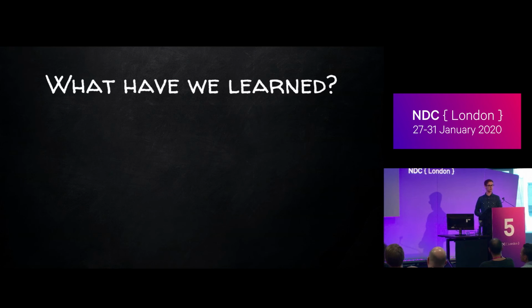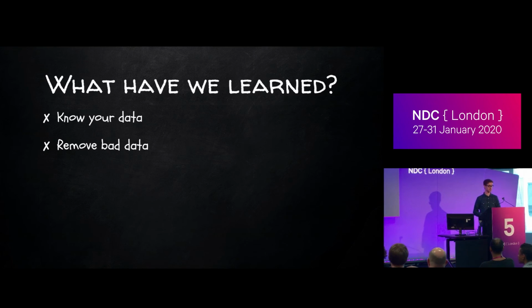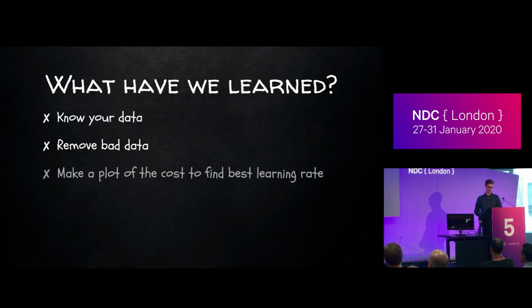Okay, what have we learned today? First of all, know your data. And in that, know when you have bad data. In our case, if we have data which do not include the black line, that's bad data, get rid of it. We also learned how to make a plot of the cost to find the best learning rate. And in that, doing gradient descent to develop our machine learning model.